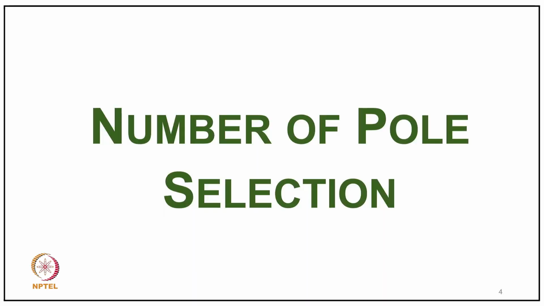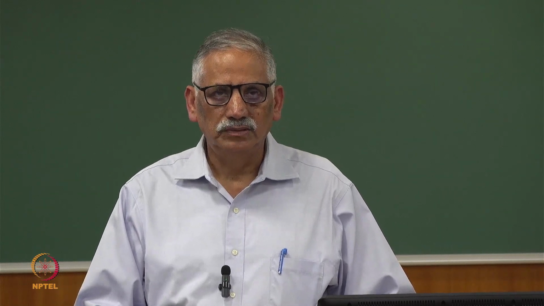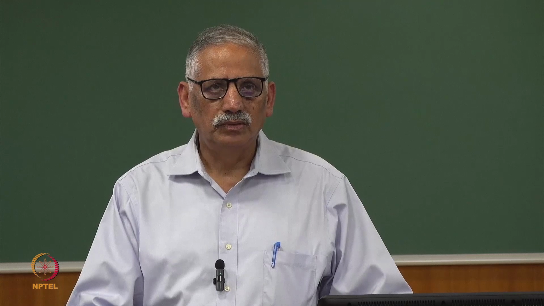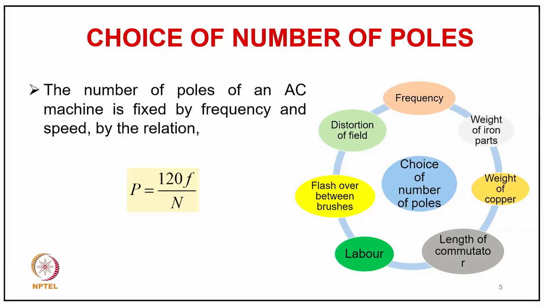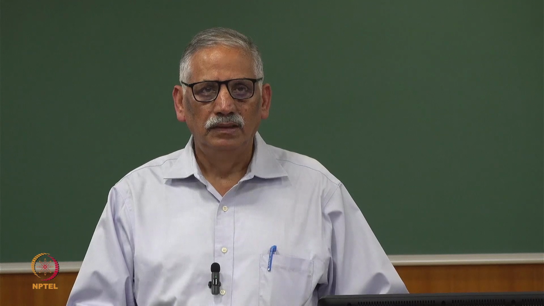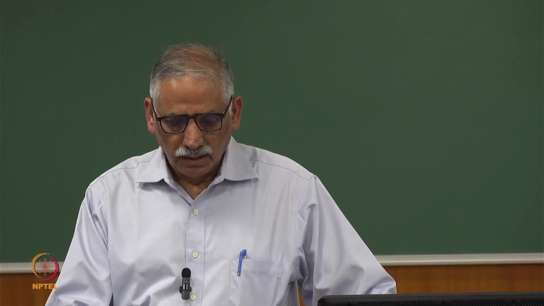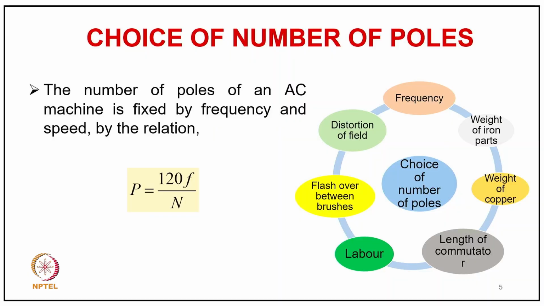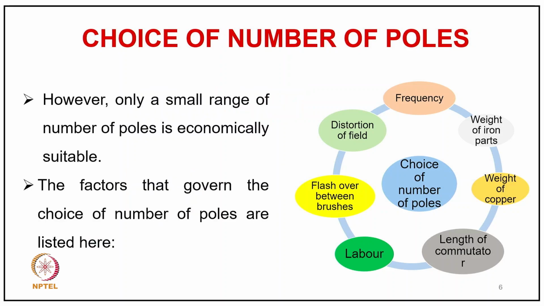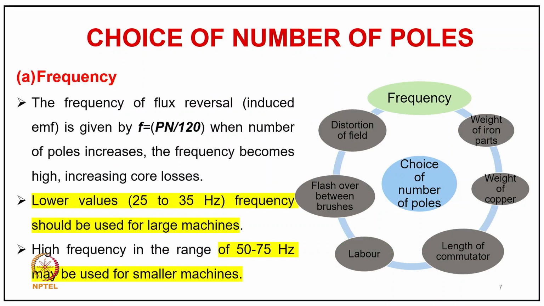Starting with the selection of the number of poles in a DC machine. The number of poles in an AC machine is fixed by frequency and speed by the relation P equal to 120 f by N. Here it depends on the weight of iron parts, weight of copper, length of commutator, labor, flashover, and distortion of the field. However, only a small range of poles is economically suitable for a DC machine, and the factors that govern the choice of number of poles are listed here.